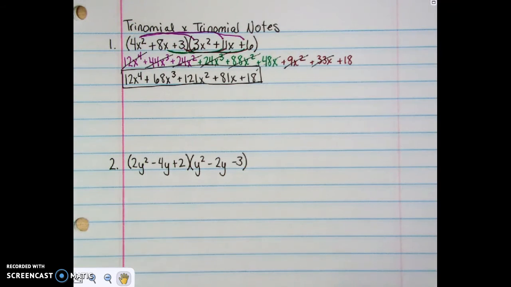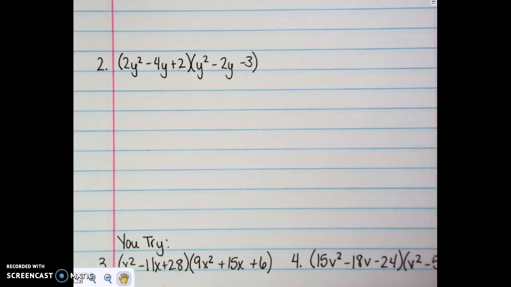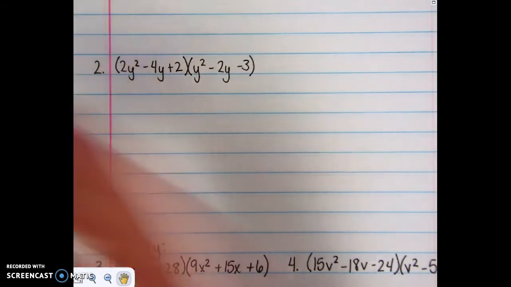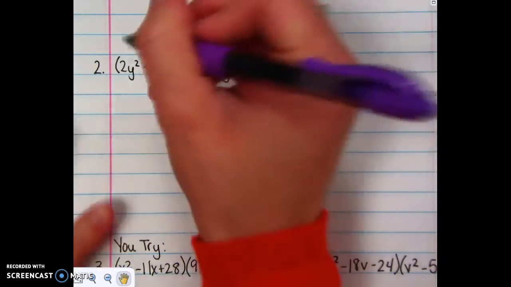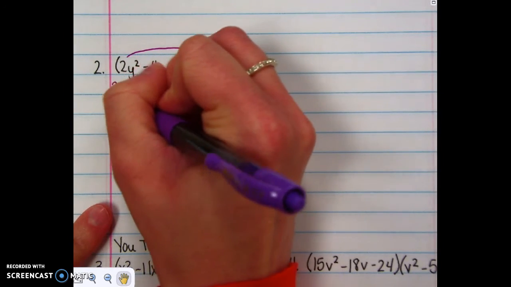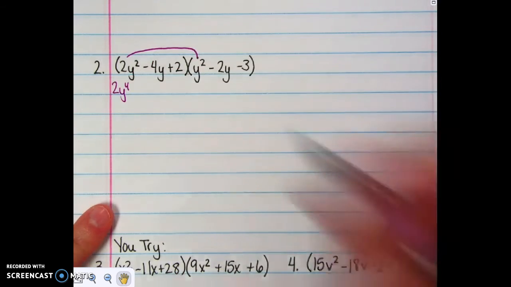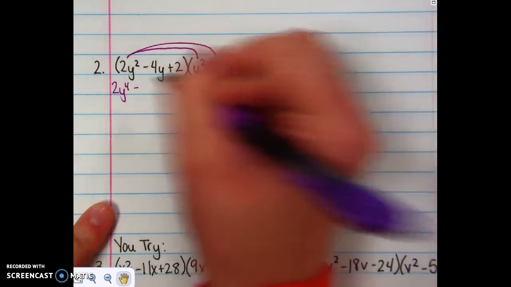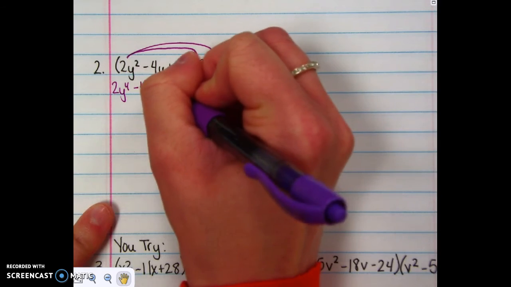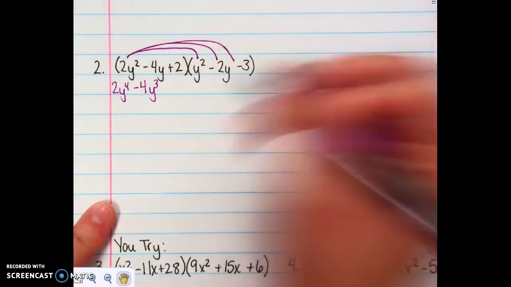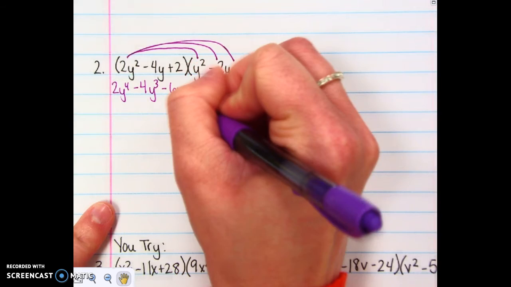Okay, let's do one more together, and then you will have 2 of them to do on your own, as you can see at the bottom there. Okay, here we go. 2y squared times y squared is 2y to the 4th. 2y squared times negative 2y is negative 4y cubed. 2y squared times negative 3 is negative 6y squared.